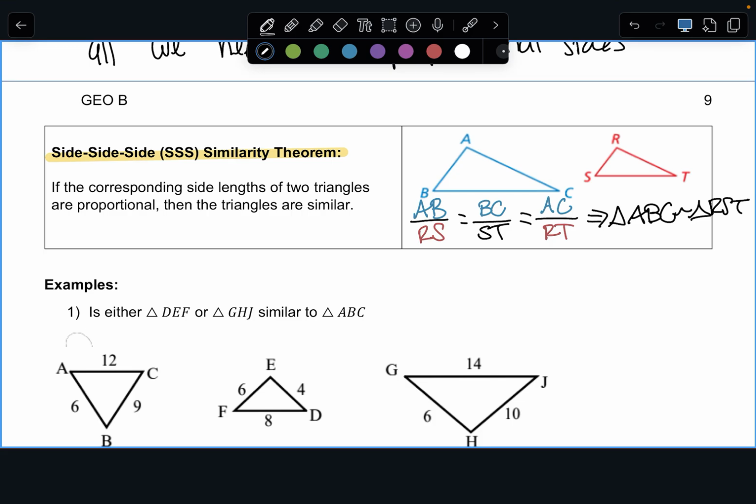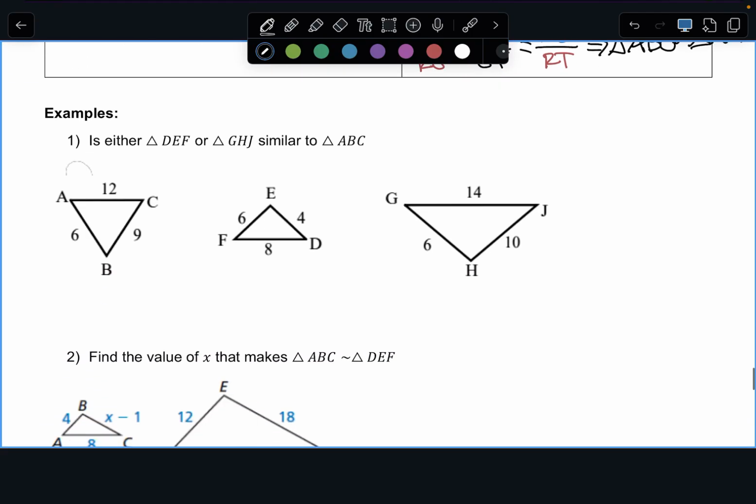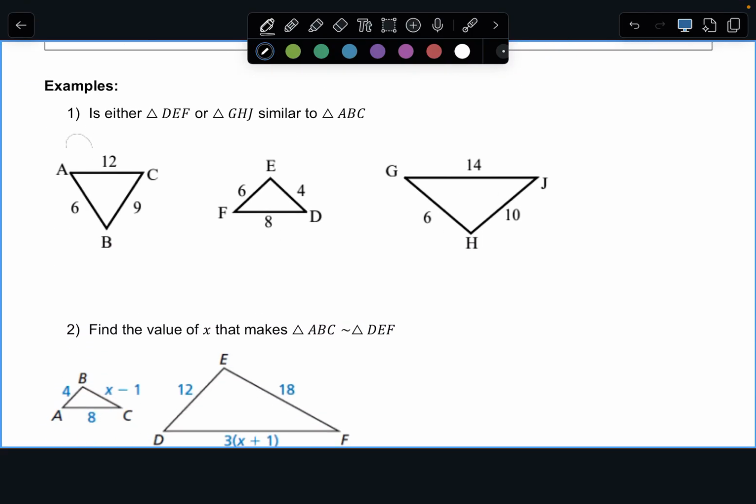So we're checking for 3 sides now. So let's look at this first example. It says, is DEF or GHJ similar to ABC? So we're checking both of these triangles on the right with ABC.